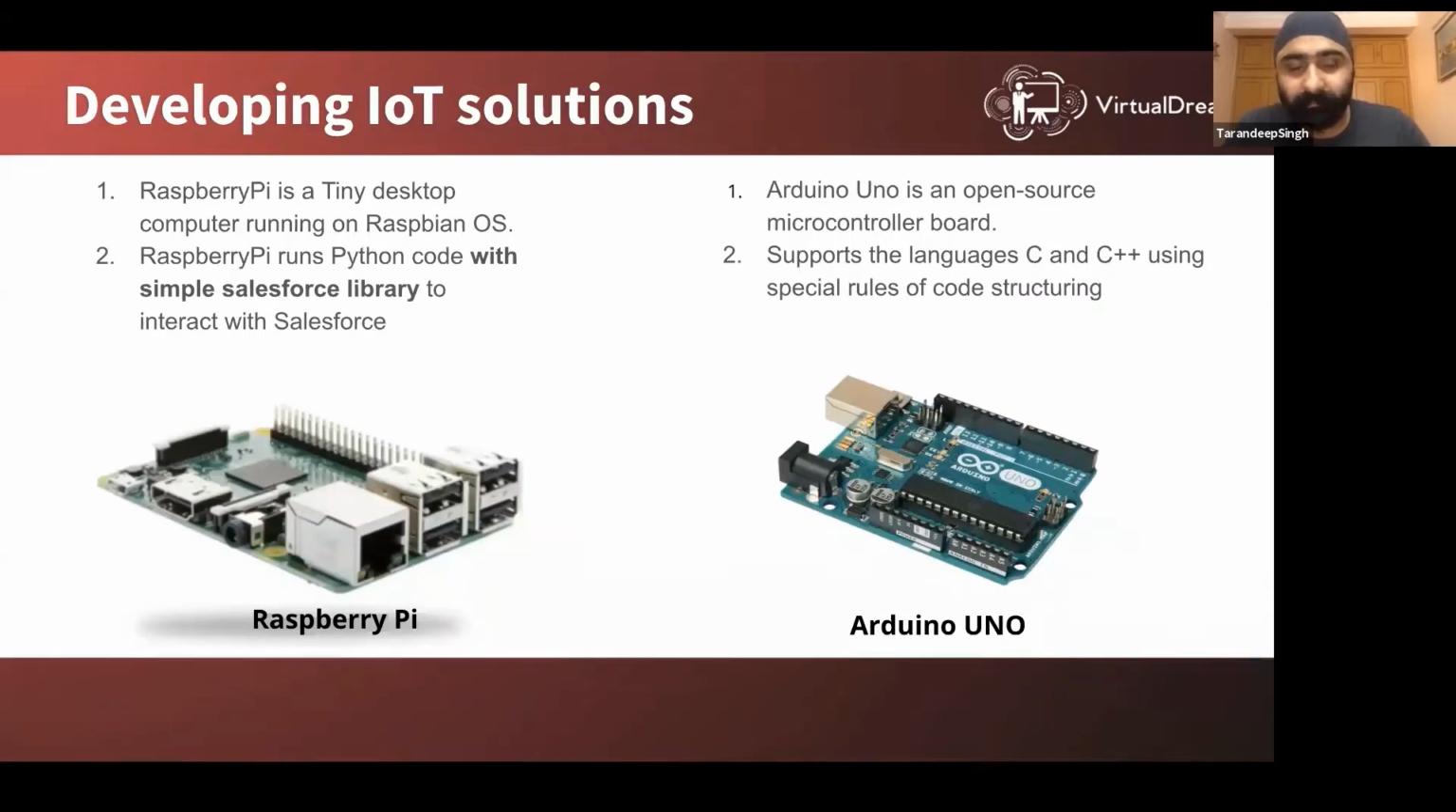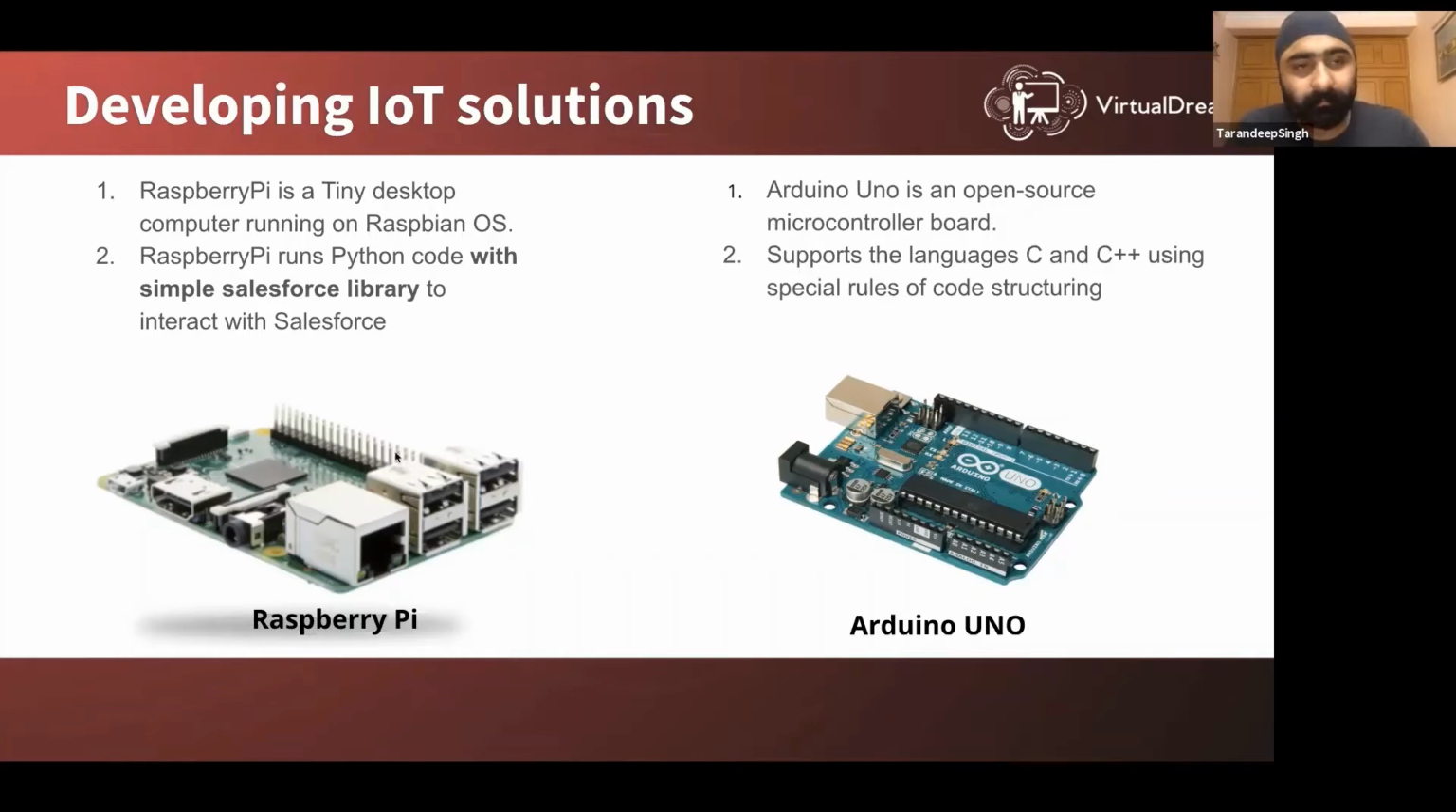Currently, for development purposes, there are two of the most common microcontroller boards available in the market: the Raspberry Pi and the Arduino Uno. Raspberry Pi is like a tiny desktop computer which runs on Raspbian OS, and there are a lot of other OSes available. Based on your use case, you can deploy the other OS. If you see this, there are a lot of pins available on this Raspberry Pi. These are the pins that will help you connect to an external sensor or anything you want to receive data from, or send data to. So you can do all these input and output interfaces from here.